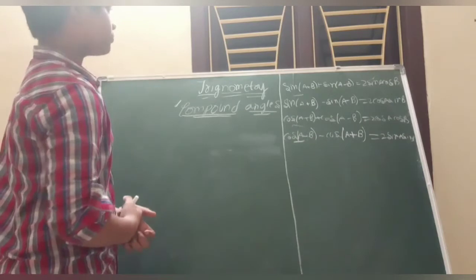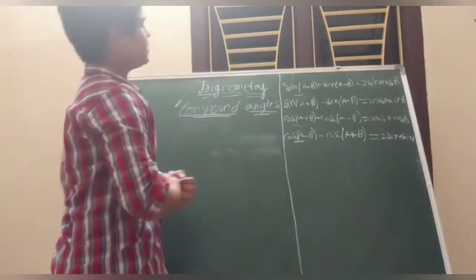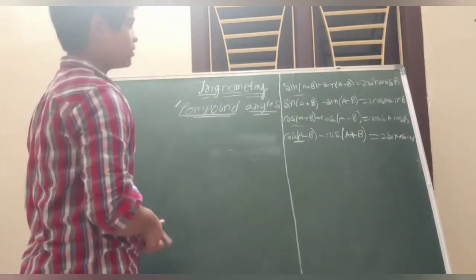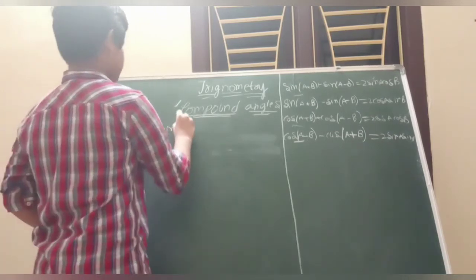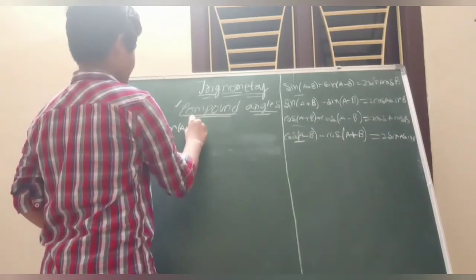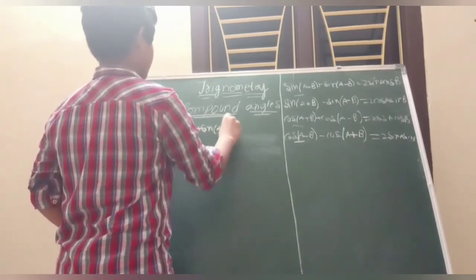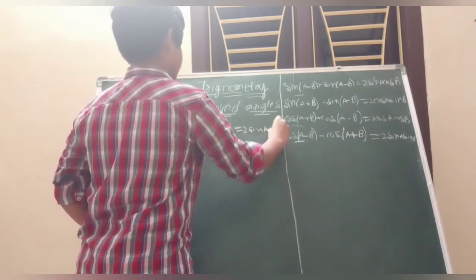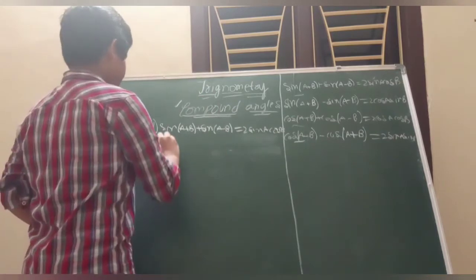So now let us discuss the formula of sin of A plus B plus sin of A minus B is equal to 2 sin A cos B. Sin of A plus B plus sin of A minus B is equal to 2 into sin A into cos B. Proof.